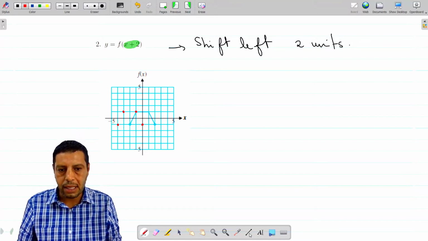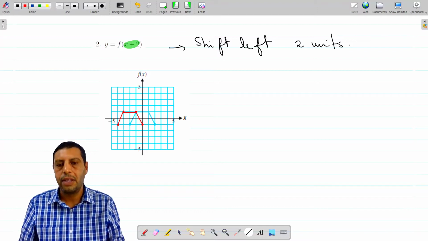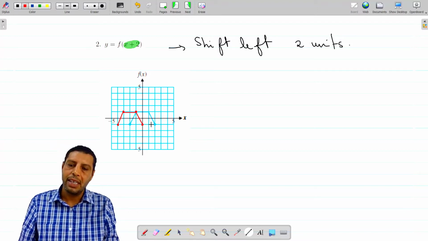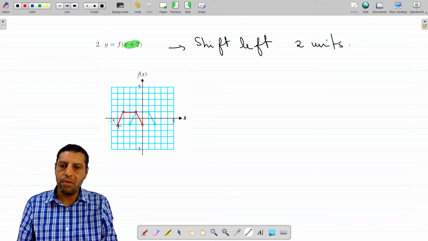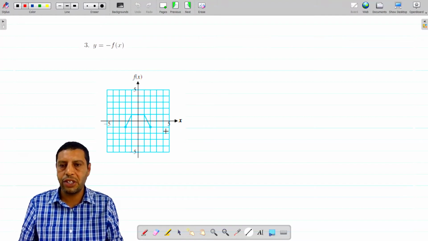So now it's easy to graph the function. You just draw the segments here. Okay, and you have your new graph, okay, which is the original one shifted to the left 2 units. Okay, we can continue with the next question.